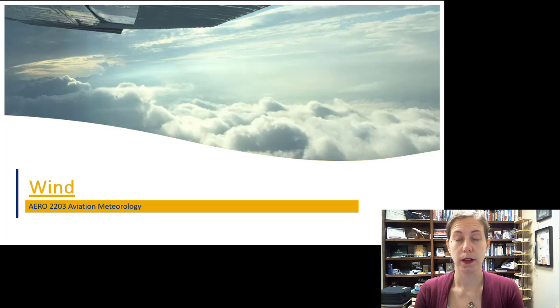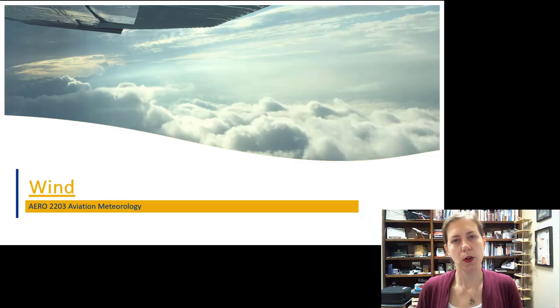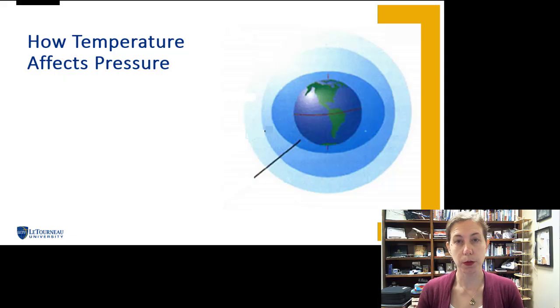What is wind? Wind is defined as the horizontal movement of air. In this video series, we're going to get into detail about wind on a big scale, an upper level scale, a lower scale close to the surface, and also different local wind patterns. This all goes back to how temperature affects pressure.